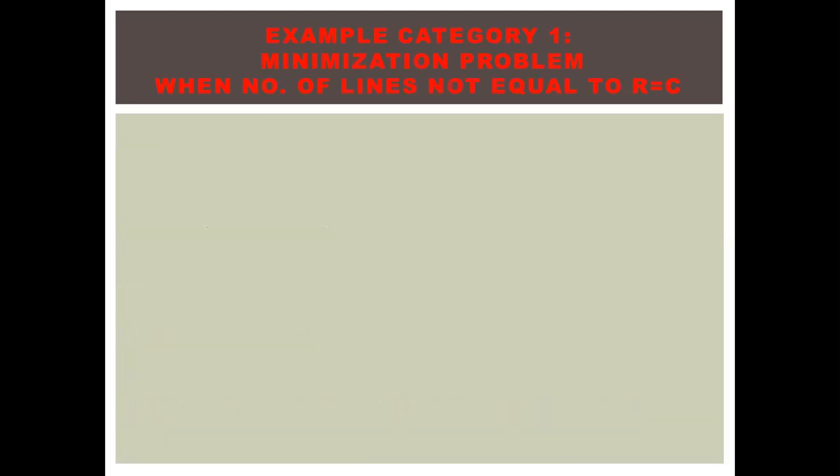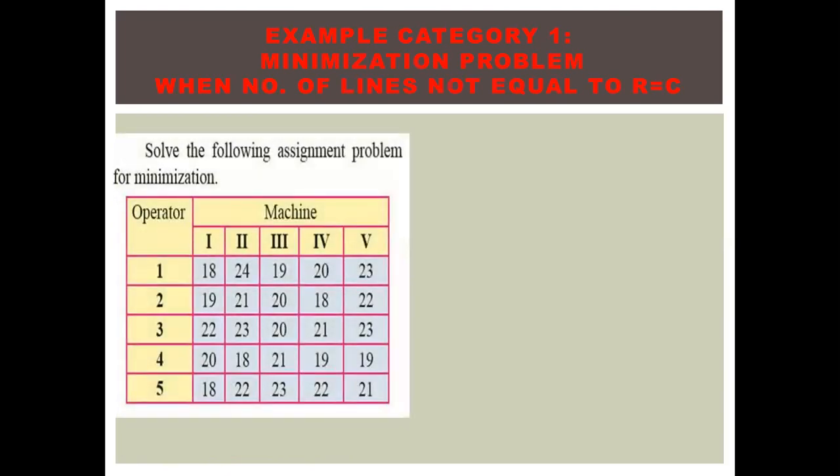Pay attention. So here is the example based on category 1, minimization problems, when the number of lines are not equal to the number of rows and columns. This is a sum from your textbook class. You have to solve the following assignment problem for minimization. So before we start the sum, let's do the basic check. Are the number of rows and the number of columns equal? Yes. Also, what is the objective function? So the objective function here is minimization.